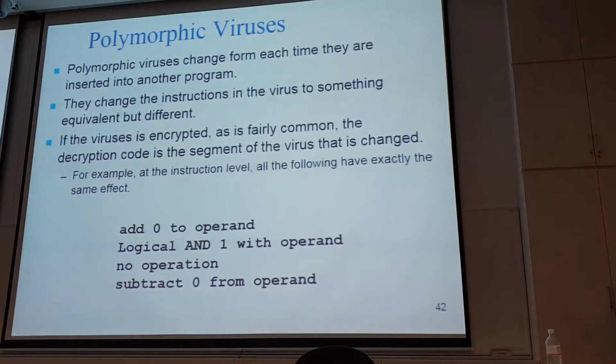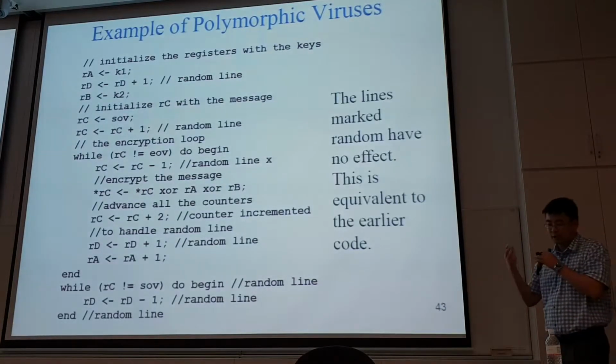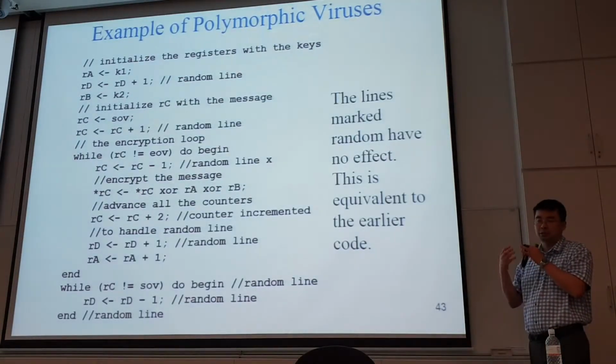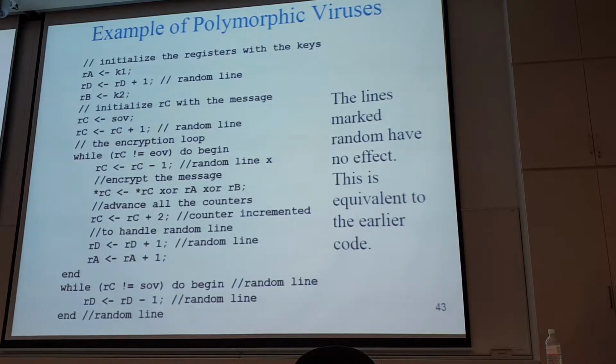So anti-dummy operation is probably one of the most straightforward approaches. But there is a more advanced approach for obfuscation. If you look at one of the previous slides, we looked at the encryption virus. It will encrypt the virus and make the virus different by using a different key. If the key is different, the encrypted virus is different. However, in this case, the decryption algorithm is still the same.